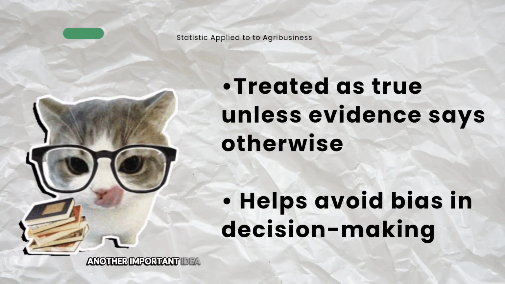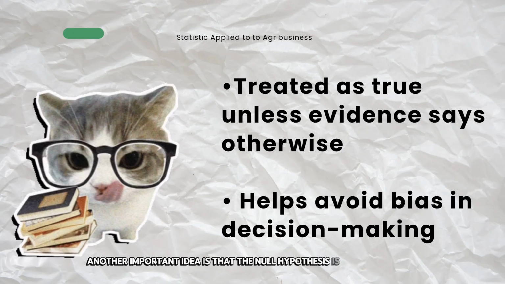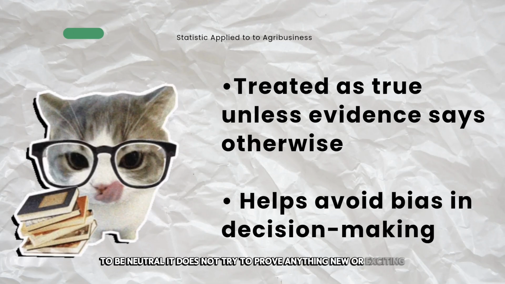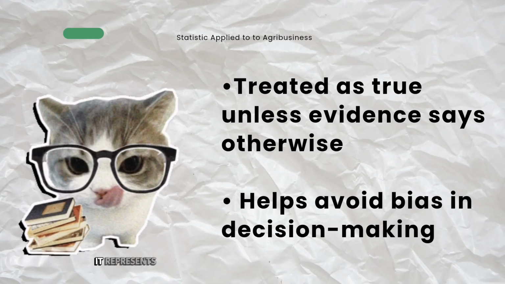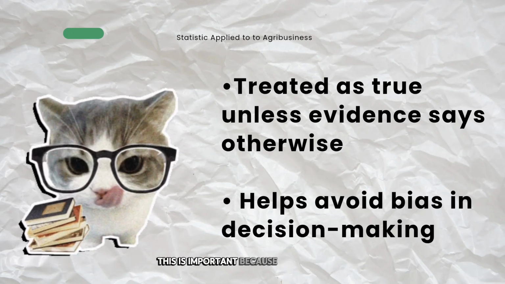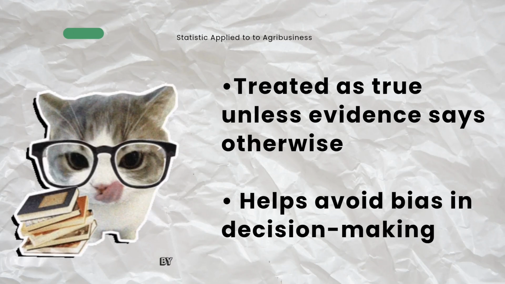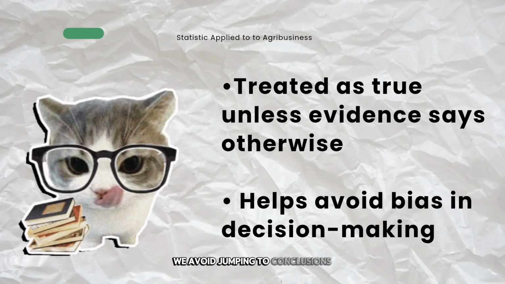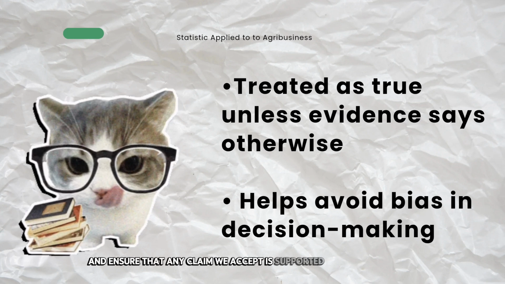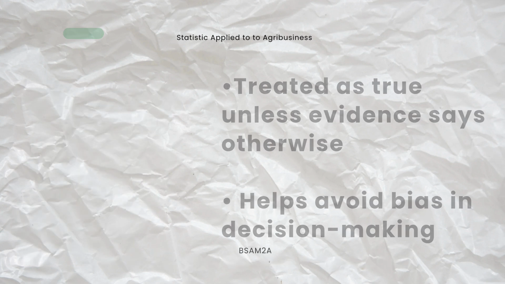Another important idea is that the null hypothesis is designed to be neutral. It does not try to prove anything new or exciting. Instead, it represents the idea that nothing has changed or no effect exists. This is important because it prevents bias by starting with a neutral assumption. We avoid jumping to conclusions and ensure that any claim we accept is supported by strong evidence.